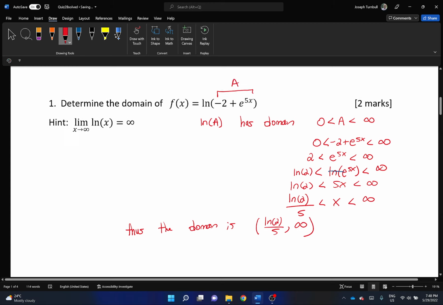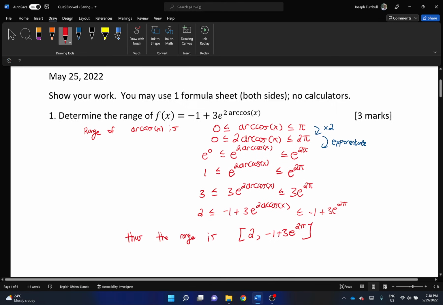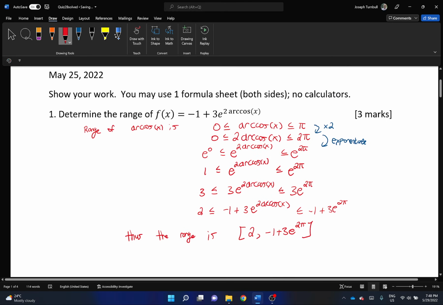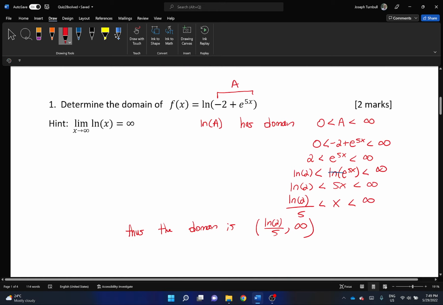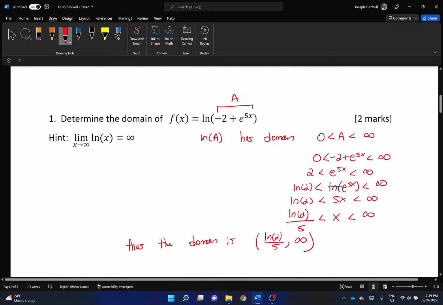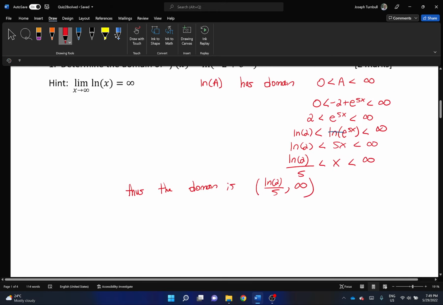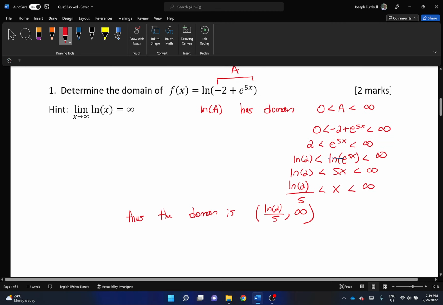Okay, so again, be careful with the difference between domain and range. For range, you want to make a statement about the function being between something and something else. You're trying to say that the y value of the function is going to be between two endpoints. And then for domain, you want to get a statement about x. X has to be between something and something.